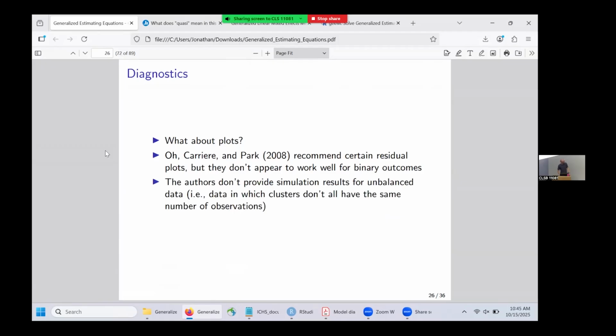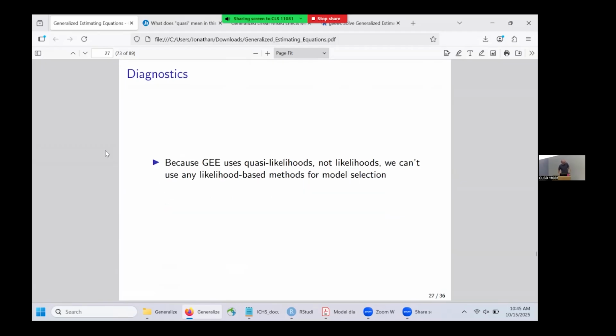Yeah, this is reiterating what I had already said about that paper. Also, when it comes to model selection, GEE uses quasi-likelihoods, not likelihoods. So we don't have likelihood-based methods available to us for model selection. I would love it if someone could tell me more about best practices for diagnostics and model selection. I just don't have much to offer today, unfortunately.